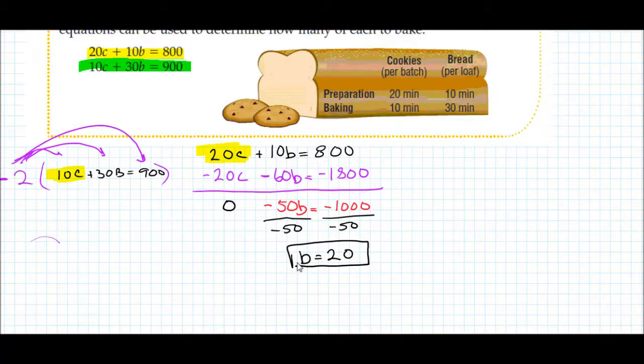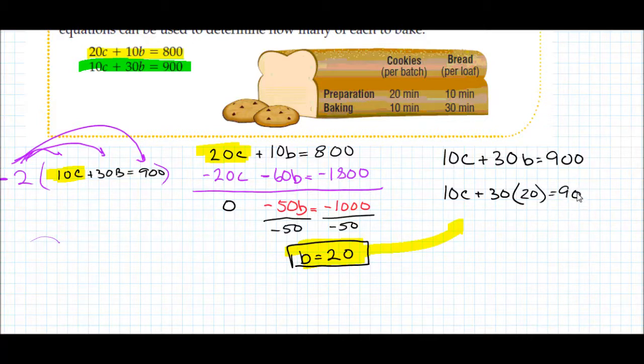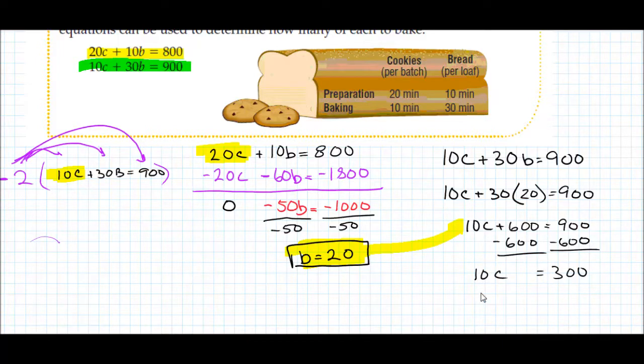So for bread, we know we have to make 20 loaves. Now we've got to go back and solve for C. Let's go back and use the second equation. 10C plus 30B equals 900. Well, we know what B is, so we can rewrite it as 10C plus 30, but instead of using B, we'll use what we found to be B, where B equals 20. So we'll just plug that in. 10C plus 30 times 20, which is 600, equals 900. So subtract 600 from each side. So 10C equals 300. Divide each side by 10.